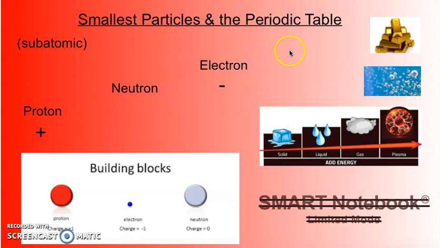Now, these particles are not object specific. In other words, you can't just say, oh, there's an electron of gold or a proton of oxygen or a neutron of water. They're not object specific, these three things are at the subatomic level. But all three things make up atoms, which then in turn make up the gold and the oxygen and the water and things such as that.